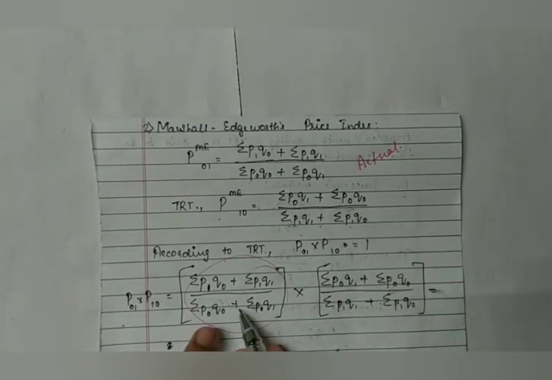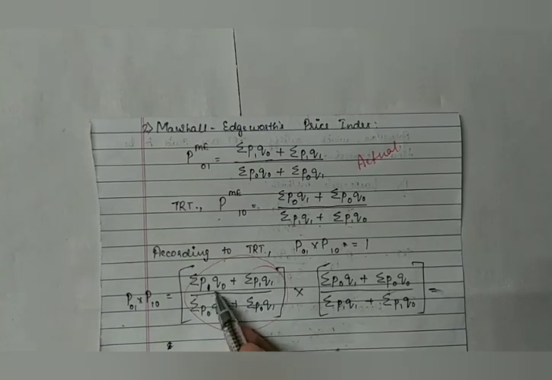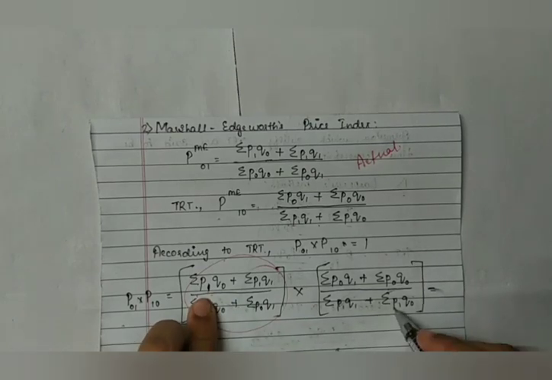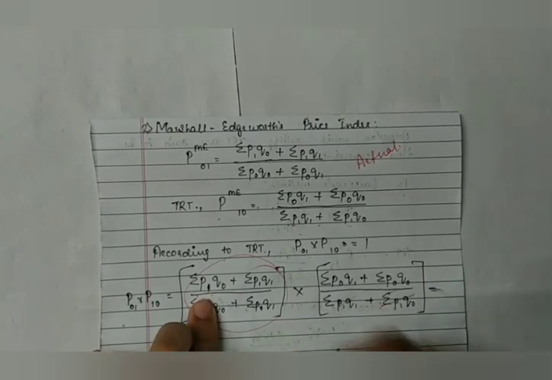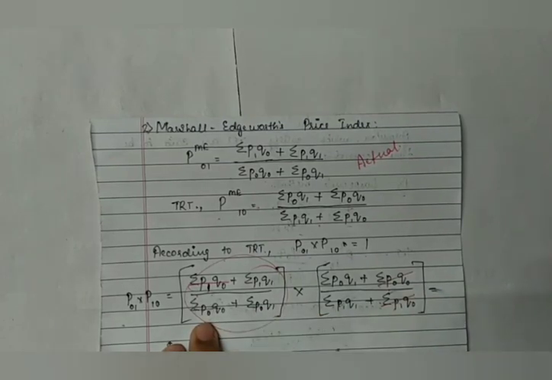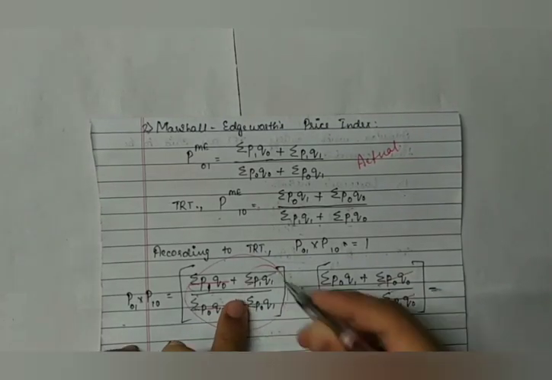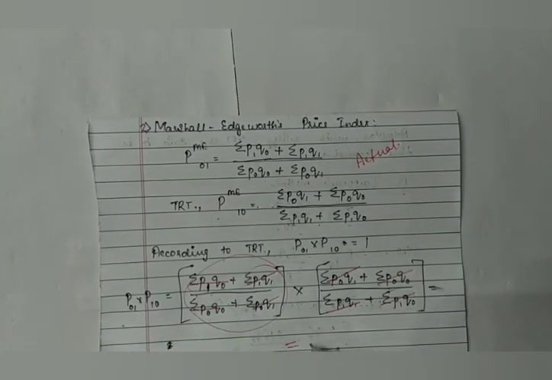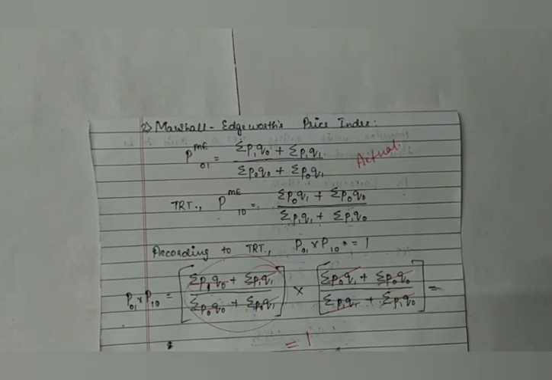Okay, so P10, summation P1 Q0. Summation P1 Q0, here also it is there. P1 Q0, it is cancelled. Next, summation P0 Q0. It is there here. Cancel. P1 Q1, it is there here. P0 Q1, it is there here. Now, the answer, when you simplify, the answer will be 1. That means Marshall and Edwards price index number satisfies time reversal test. So this is how it is proved.